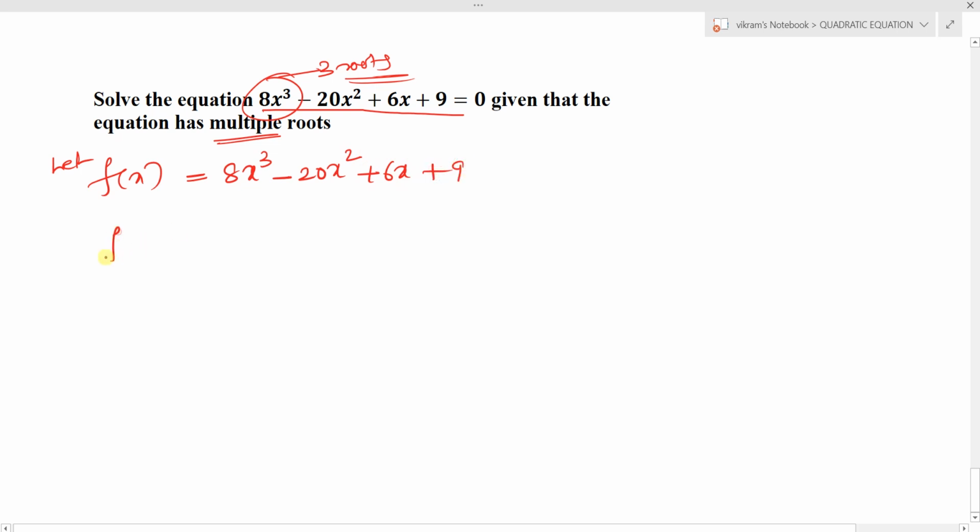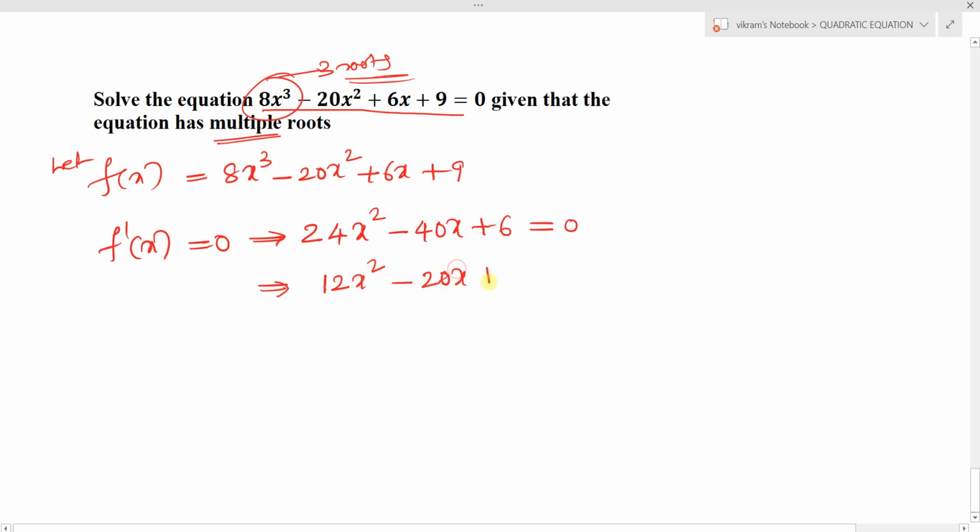Then we have to find out the first derivative and equate that to 0. Okay, now what is the first derivative? 24x square minus 40x plus 6, and equate this to 0. Then if we take 2 as a common factor, we can write this as 12x square minus 20x plus 3.